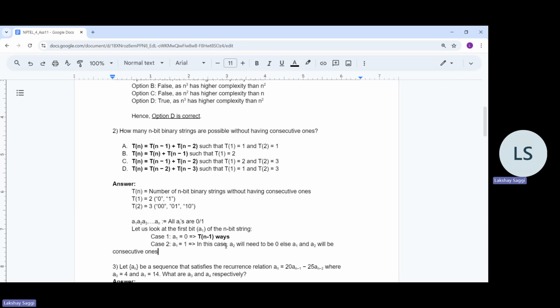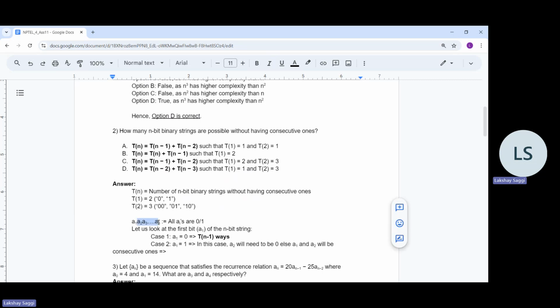And if a2 is 0, then we'll have a1 is 1 and a2 is 0. And since this is 0, this won't affect any consecutive ones afterwards. So now if a1 and a2 are fixed to be 1 and 0 respectively, then we have these n minus 2 bits remaining. And these n minus 2 bits can be set to anything such that they do not have consecutive ones. So sort of we arrive at the case 1 itself, but just starting from a2. Earlier in case 1, a1 was 0, but now we have a2 as 0.